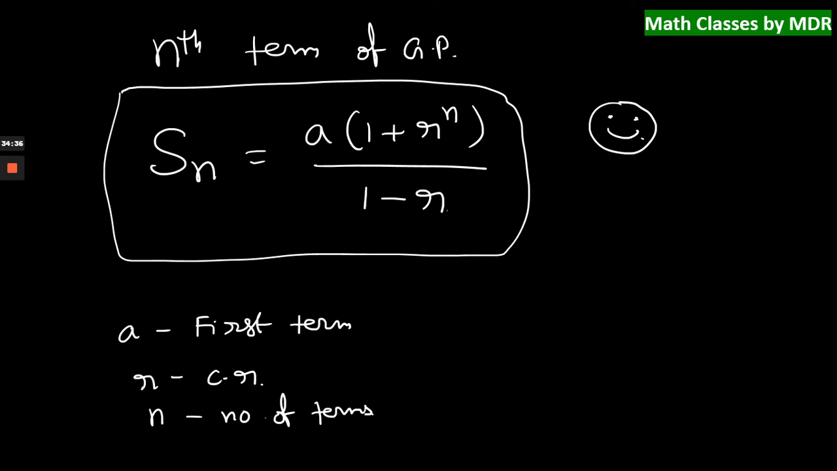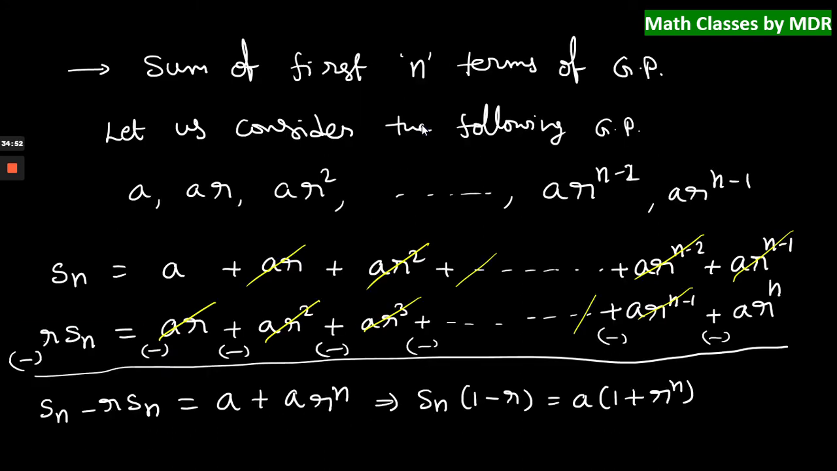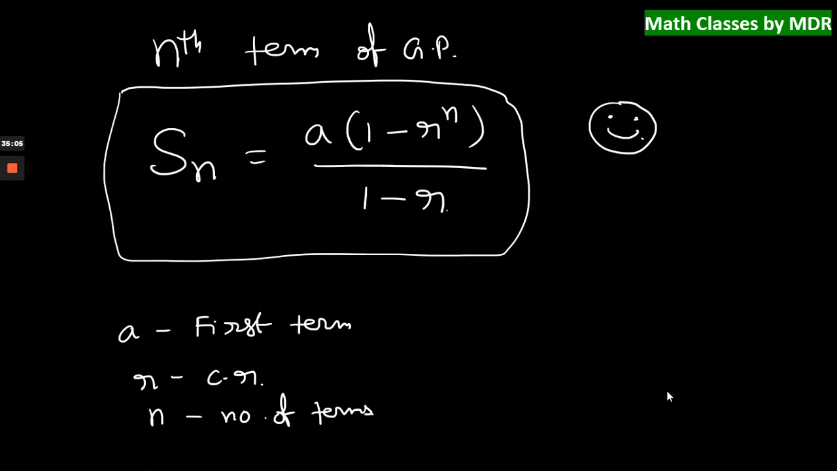So let us take a small example. Sorry, this is 1 minus r to the power n, right? Yeah. This is 1 minus r to the power n. So the sum of the n terms of a geometric sequence is a into 1 minus r to the power n by 1 minus r, right?